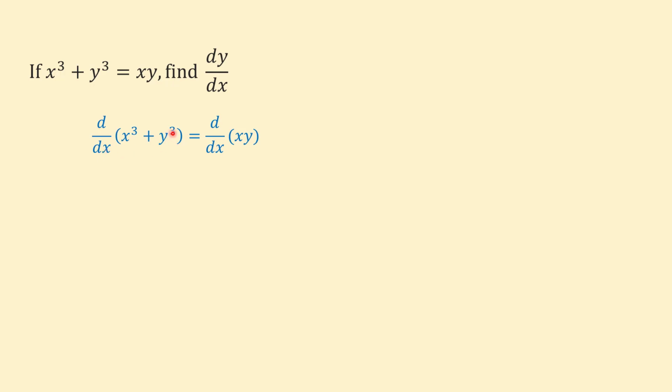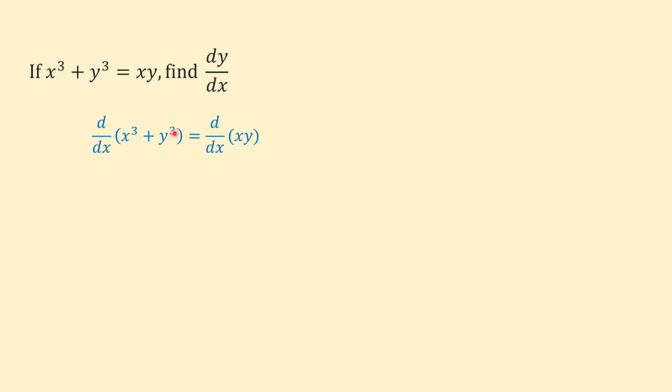The derivative of y cubed with respect to x is similar to x cubed, but don't forget to multiply it by dy over dx. Whenever you take the derivative of a term involving y, you have to multiply it by dy over dx. Actually, dy over dx plays the role of the derivative of the inside function if I want to compare it with the chain rule.